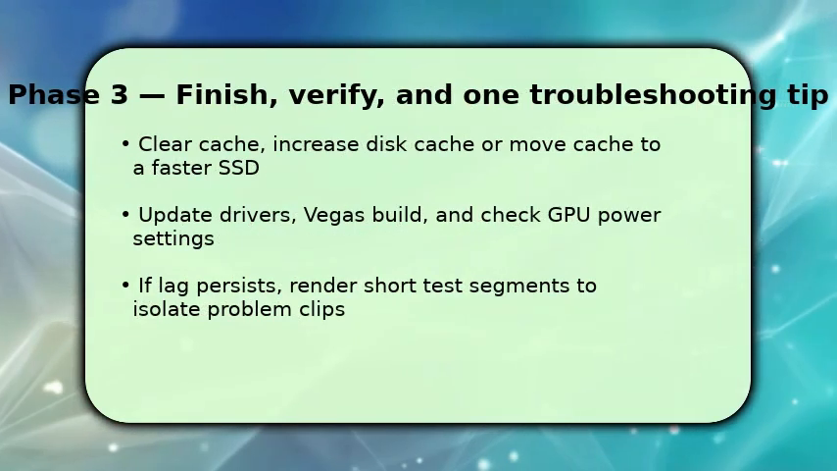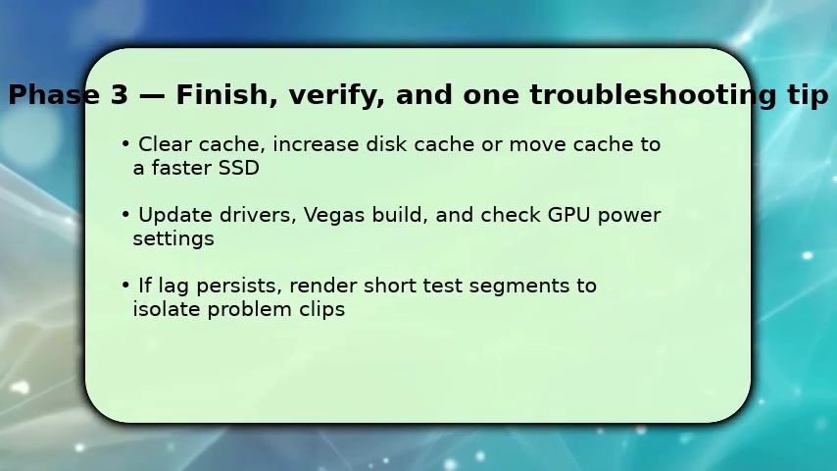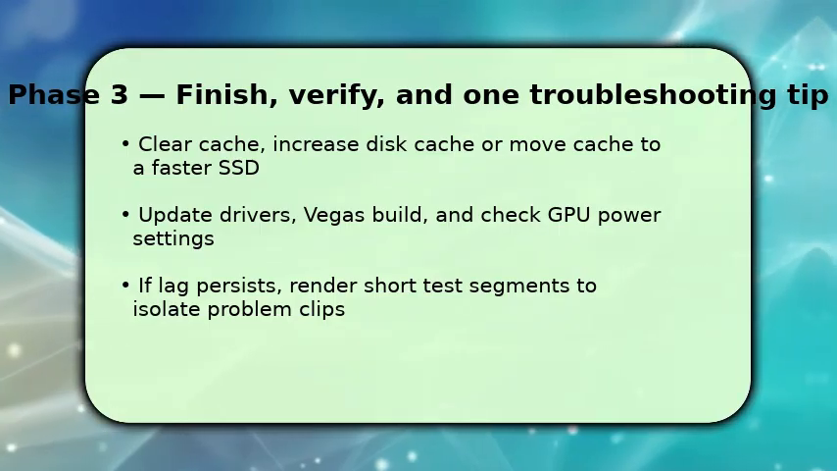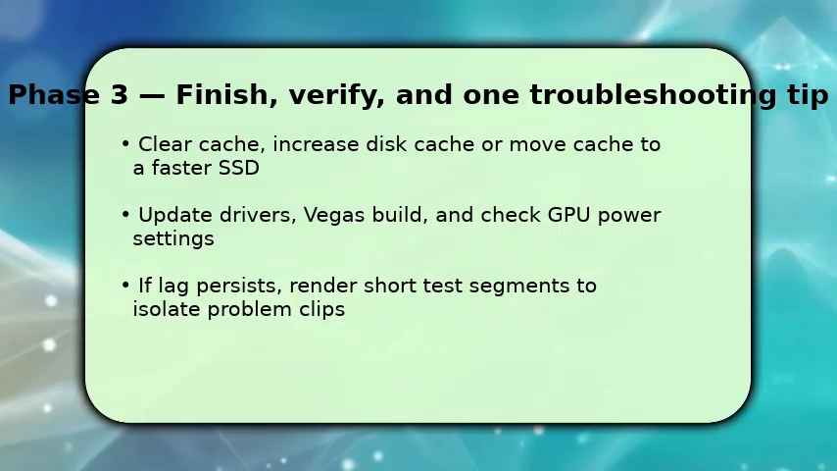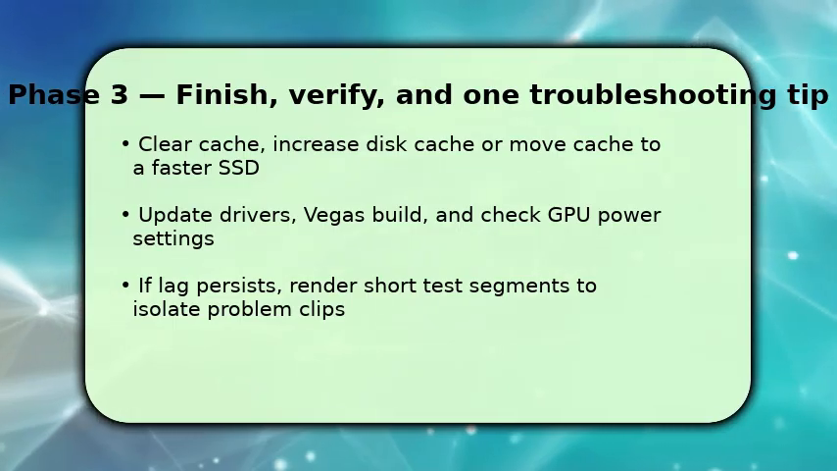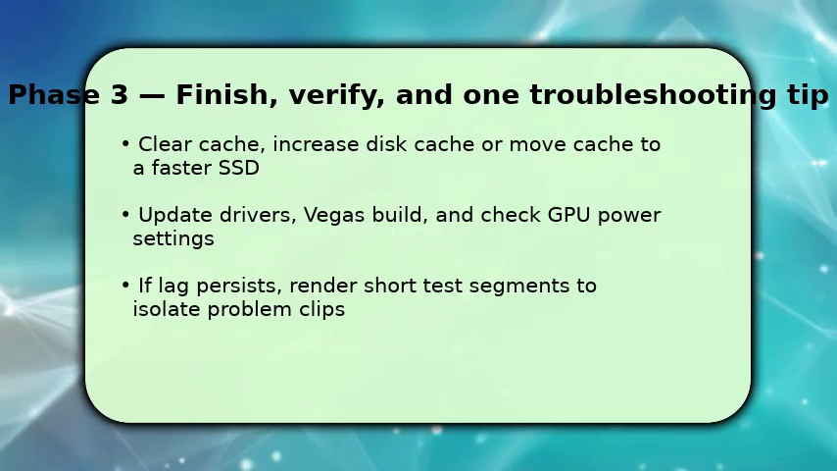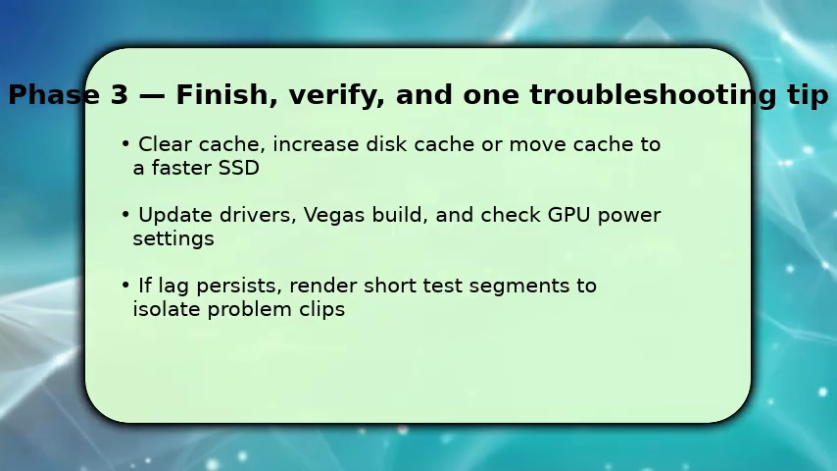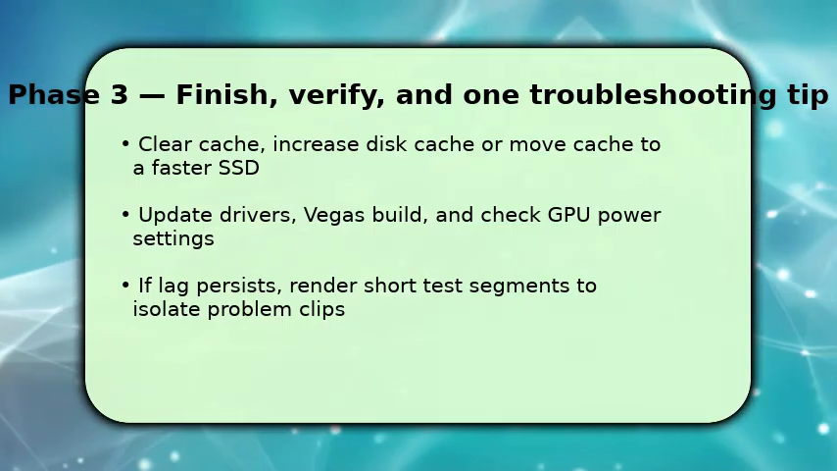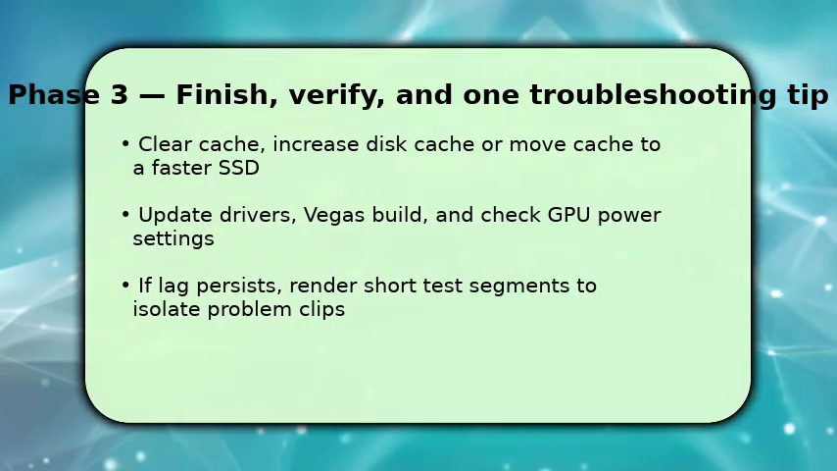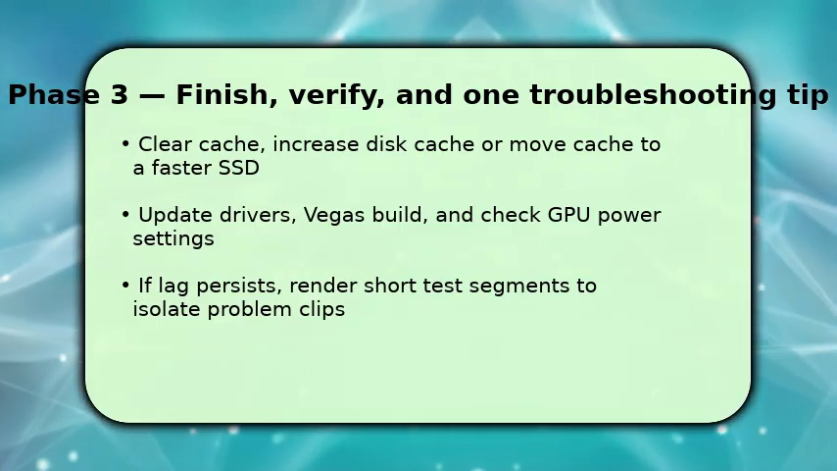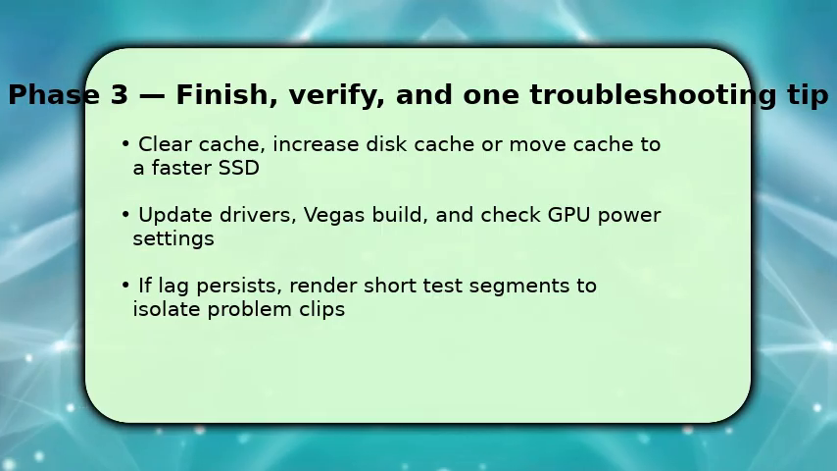Finish by cleaning up system-level bottlenecks. Clear Vegas cache and move cache locations to an SSD or increase disk cache size so playback reads fast. Make sure GPU drivers and Vegas updates are current and set your GPU power profile to maximum performance. If you still see stutter, render short test segments to identify specific clips or effects causing trouble. If a clip causes lag, transcode it to an edit-friendly codec. This isolates issues and ensures consistent preview performance.